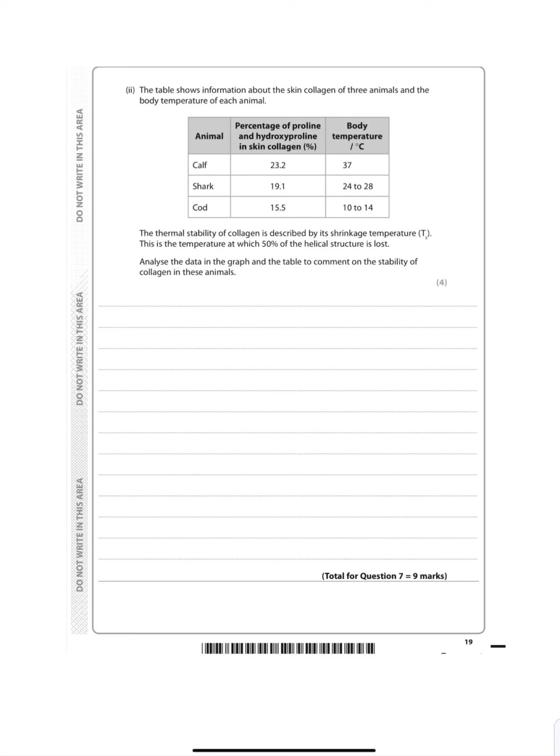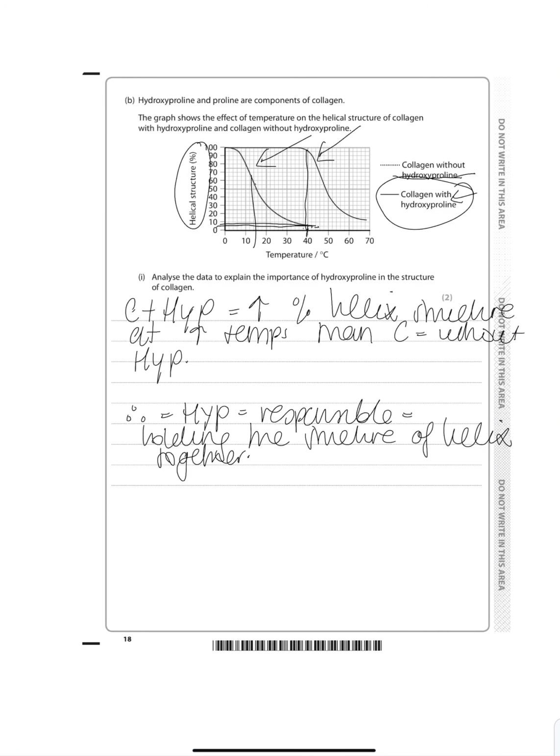Okay, so let's see what we have to do. We need to talk about this and the graph. And we've got something else, TS. And because it tells us it's where 50% of the helical structure is lost, and the table is here, therefore we get this from the graph. So if we go back to the graph and 50%, okay? So we'll just clean this. Right, so at 50% we've got here.